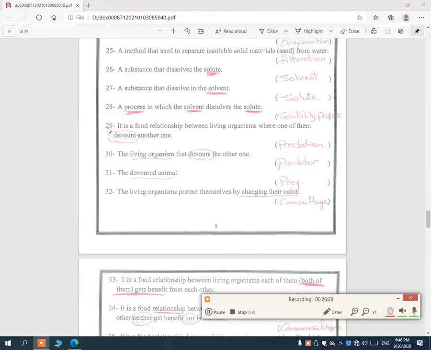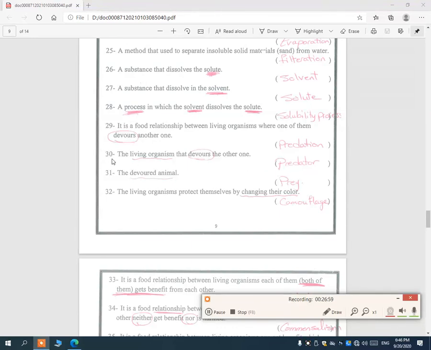Number 29: the food relationship between living organisms where one of them devours another one. We said devours means predation. When you see devours, you have to write predation, unit 3.